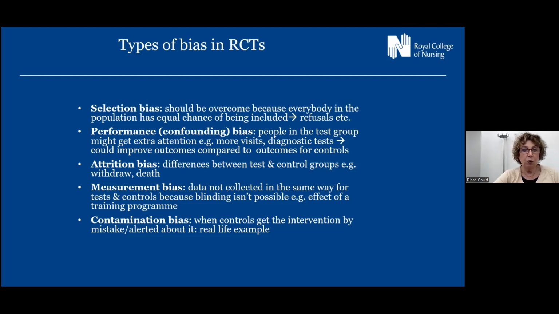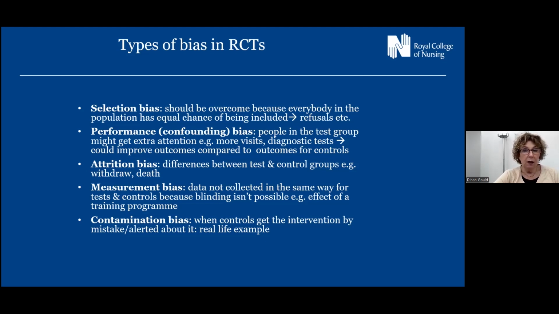Then there's another kind of bias that we call performance or confounding bias. People in the test group might get extra attention. They might get more visits, more follow-up visits. They might get more diagnostic tests, and that could improve their outcomes compared to controls. So that's another source of bias. If somebody thought that they were bleeding as a result, they'd very quickly be referred for medical care. If they were actually being given aspirin, you break the code and you find out whether they really were having the aspirin or not.